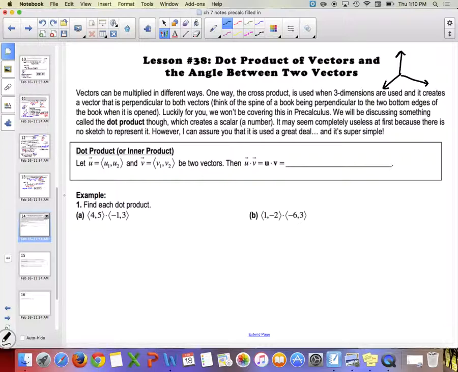So it says if u is the vector u1, u2, and v is v1, v2, then u dot v. That's how we read it, not u times v or u multiplied by v. It's u dot v, which you might see with the little harpoon things above them, or you might see in bold. Remember, you can write bold things as vectors. It ends up being u1 multiplied by v1, plus u2 multiplied by v2.